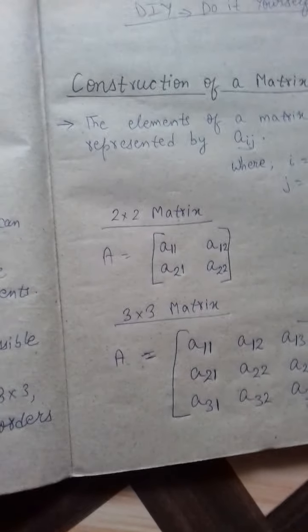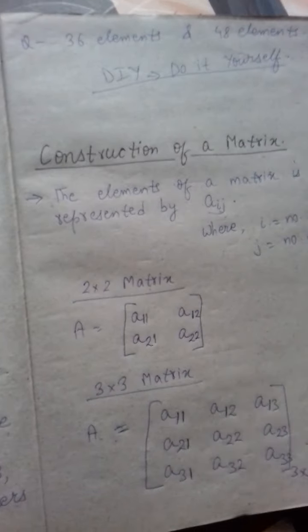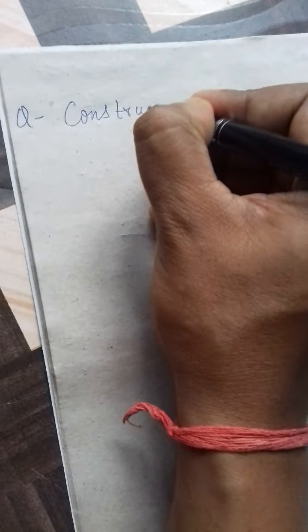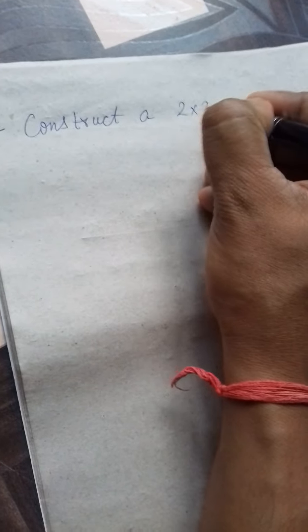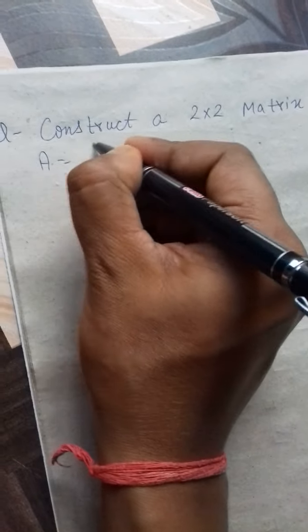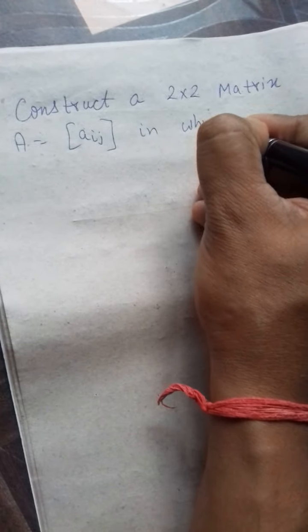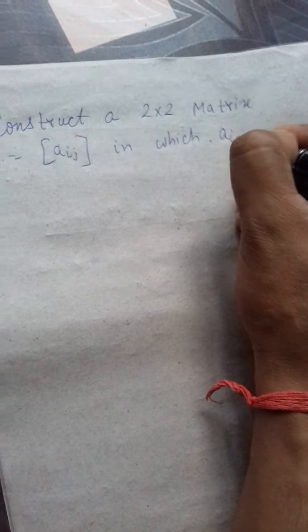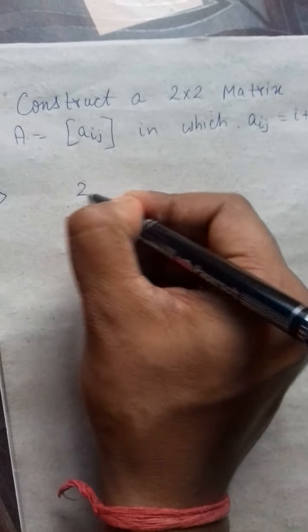Okay, now we will go through the questions of construction of a matrix. Suppose you are given: construct a 2 by 2 matrix A is equal to Aij, in which Aij is equal to i plus j. Now we have to construct a 2 by 2 matrix A.